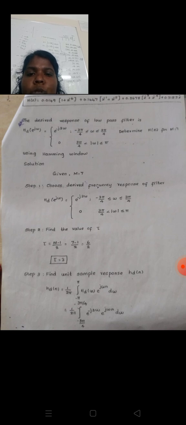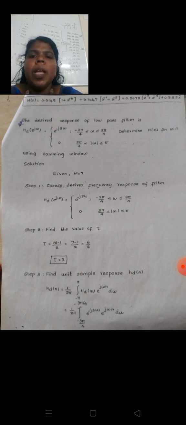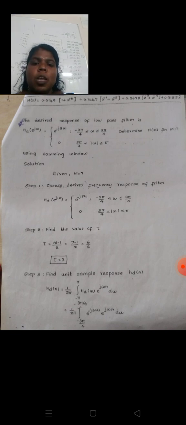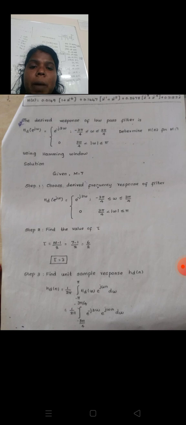Step 1. Choose the desired frequency response of the filter, that is HD of e power j omega, that is given in the question. Therefore, HD of e power j omega is equal to e power minus j 3 omega, where omega lies between minus 3 pi by 4 to plus 3 pi by 4.